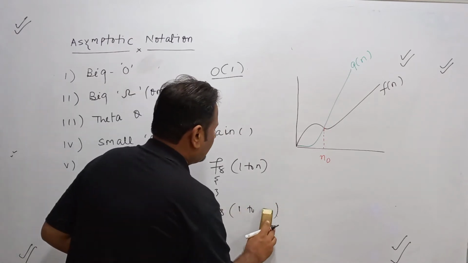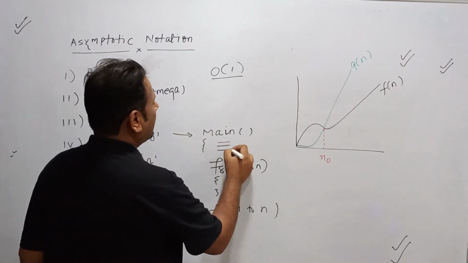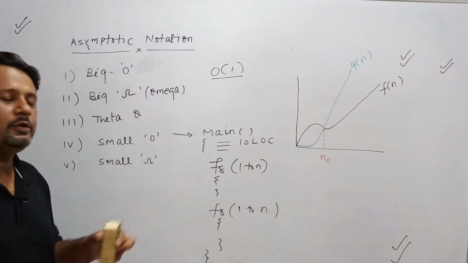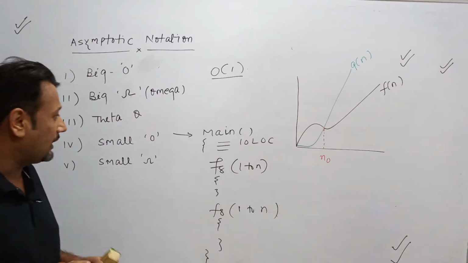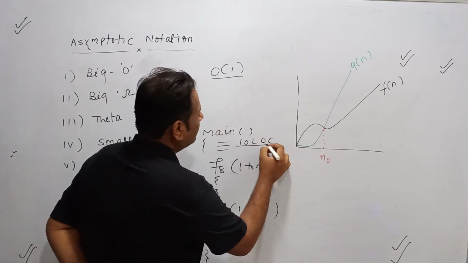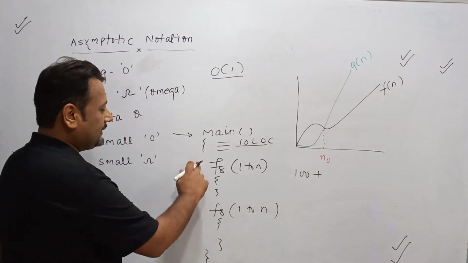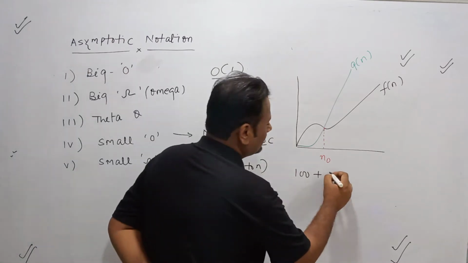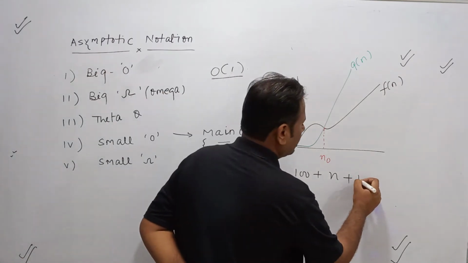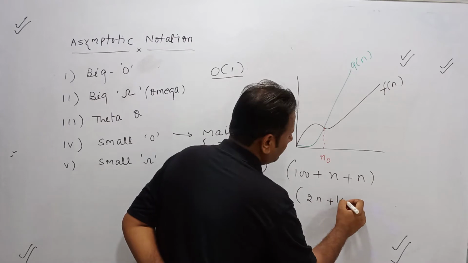Let me take it n only, and after that, let's say in between I have 100 sequential lines. So ideally, if I'm going to calculate the complexity of this program, this 100 lines is going to take 100 amount of time, plus this is an independent loop which is going to take n time, and this is an independent loop which is going to take n time. So ideally I should write 2n plus 100.